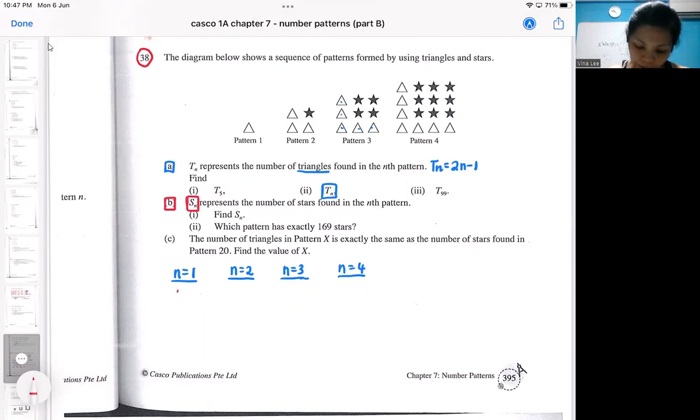So here the stars is 0. Okay, the star is equal to 1. The star is equal to 4. The star is equal to 9. Okay, so if you try the common difference, it doesn't work because it's actually a perfect square.